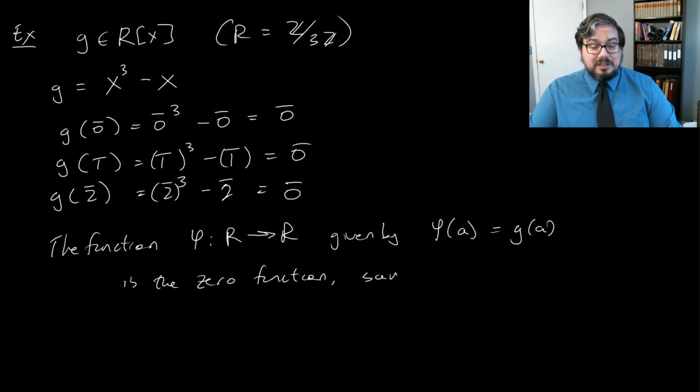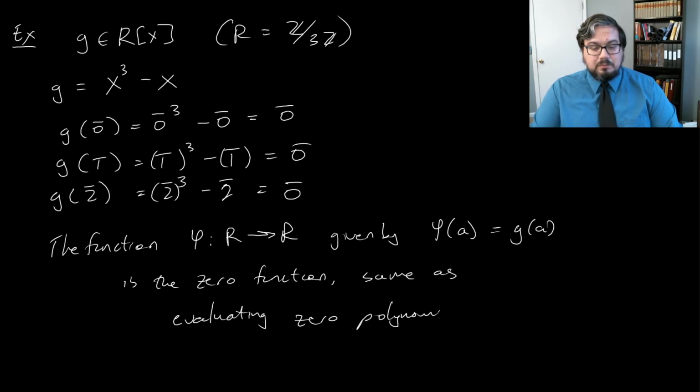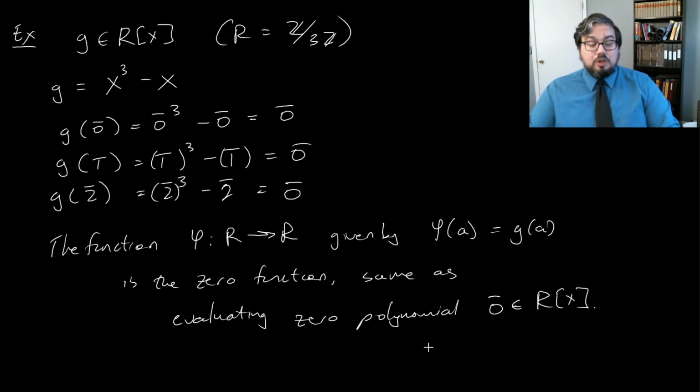So in particular it's the same as evaluating the 0 polynomial. So both the 0 polynomial and this polynomial g have the property that when you evaluate them at any element of the ring, you get 0 out of it. So they both define the 0 function from R to R, but they are two different polynomials.